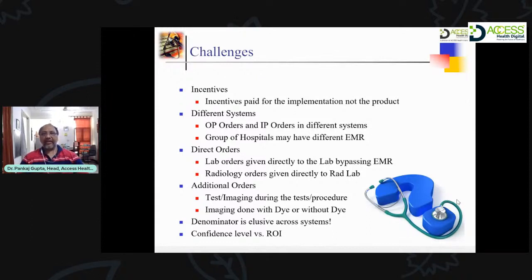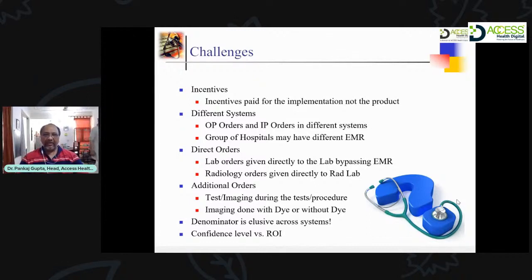Direct orders. Many times orders are given directly to the lab, or directly to the radiology, and they're executed there itself. The report may come back into the system, but the order is not there. So the system doesn't know whether there were duplicate orders or unnecessary orders given. The system will not know if the orders are direct orders. Additional orders are given directly to the lab, and then it's not in the system.